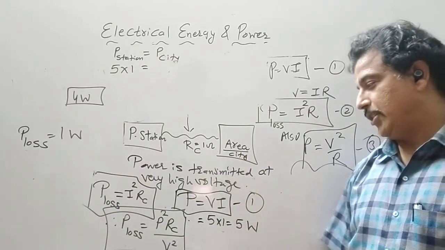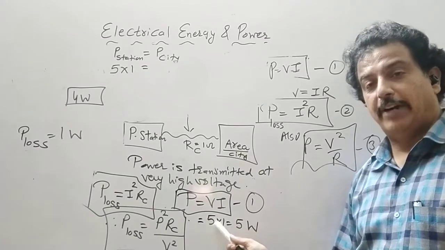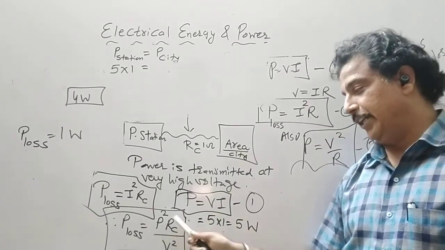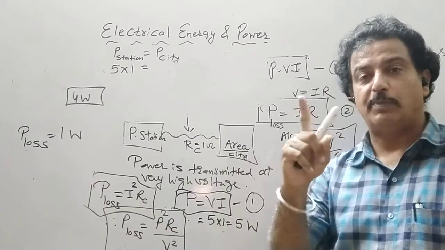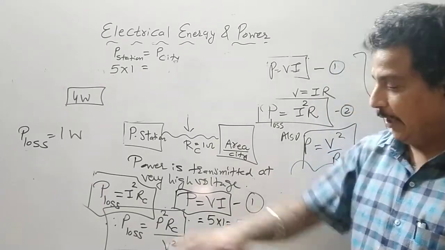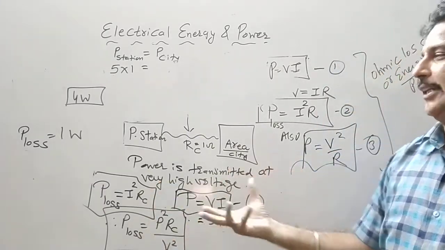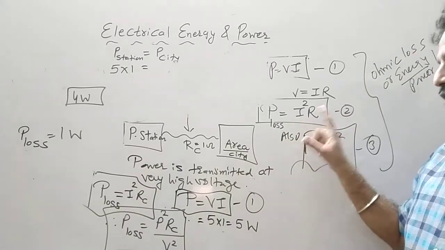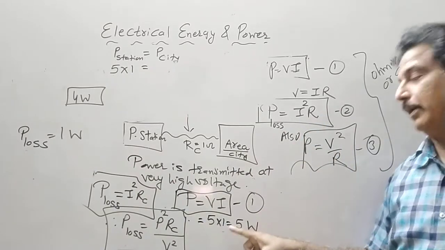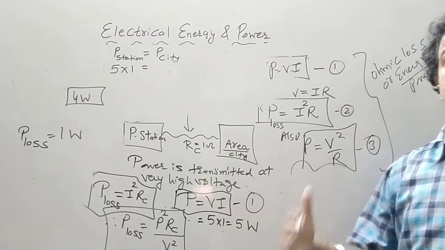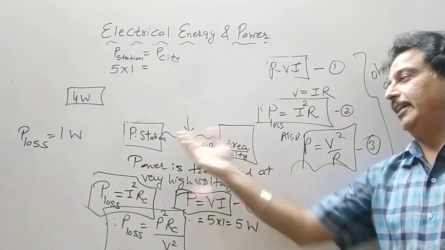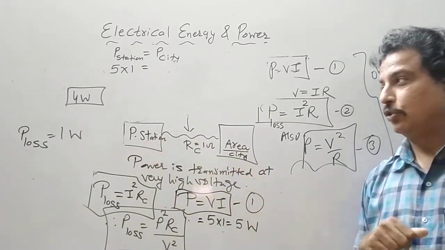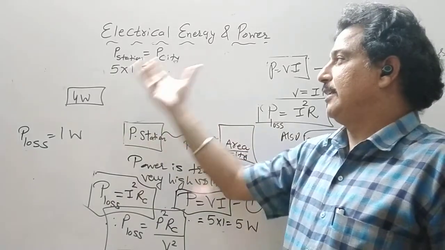What is the voltage at the power station? 5 volt. So power loss is 5 squared... I mean I squared R, 1 into 1, that is a power loss of 1 watt. So I can use this formula, assuming the current produced in the power station is 1 ampere, or it has been planned to transfer 1 ampere current through a cable wire. So how much power will the city get?